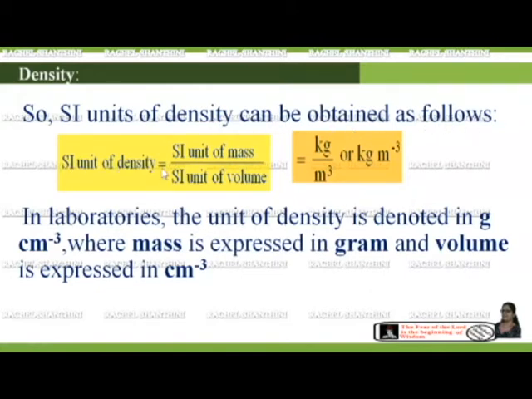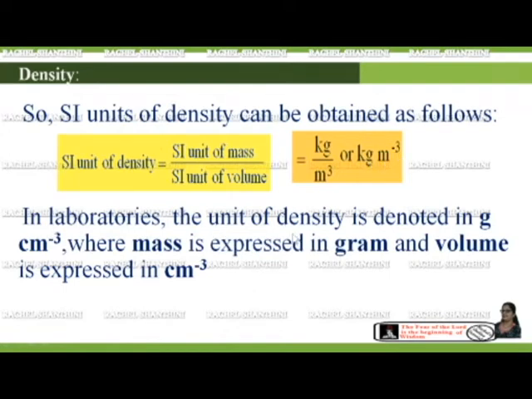SI unit of density is equal to SI unit of mass upon SI unit of volume. What is the SI unit of mass? Kilogram. What is the SI unit of volume? Meter cube. So, kg upon meter cube. When this meter cube in the denominator comes to the numerator, we have to write plus 3 as minus 3. So, SI unit of density is kg m^-3.